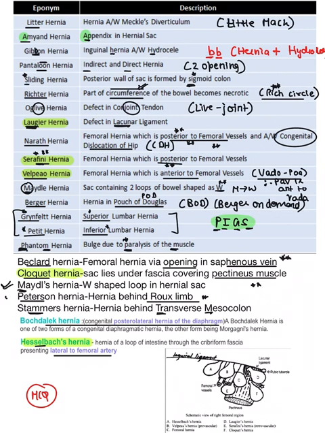Maydl's we already discussed, guys. You have Paterson's and Stammers' hernia. If it is behind the Roux limb, guys, that is Paterson's hernia. Stammers', that is behind the transverse mesocolon, guys.